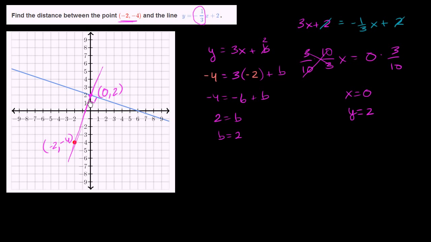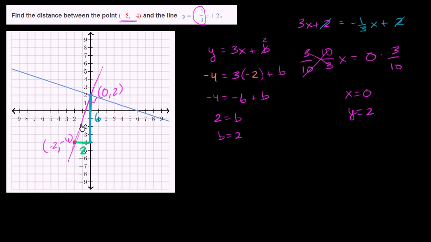And the distance formula really is just an application of the Pythagorean theorem. We just need to find the change in the y direction and the change in the x direction. So let's do that separately. So in the y direction, what is this distance right over here? So we went from y is equal to -4 to y is equal to 2. This distance right over here is 6. And what is this distance right over here? Well, we go from x equals -2 to x equals 0. So this distance right over here is 2.